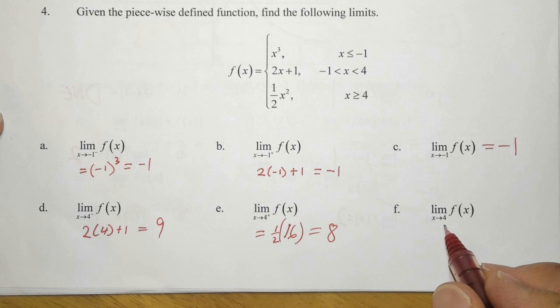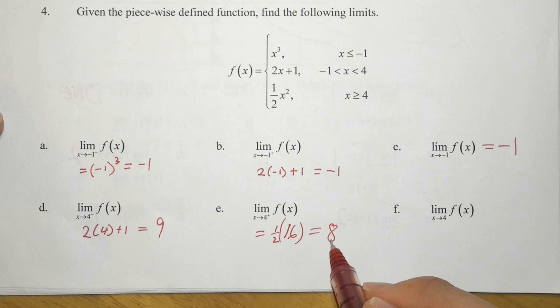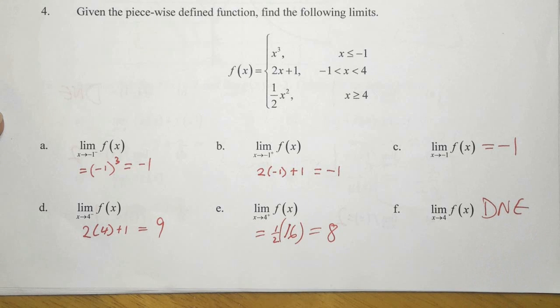Does the limit as x approaches 4 exist? Well, from the left we're heading towards 9. From the right we're heading towards 8. Not the same number. Limit in general does not exist.